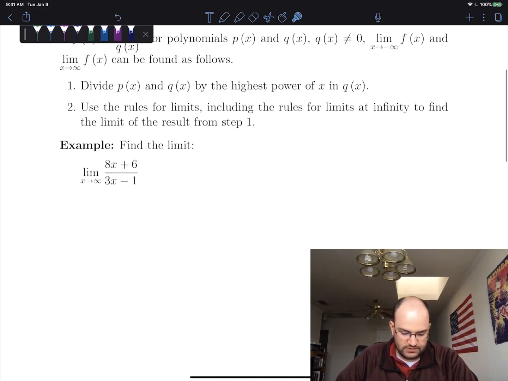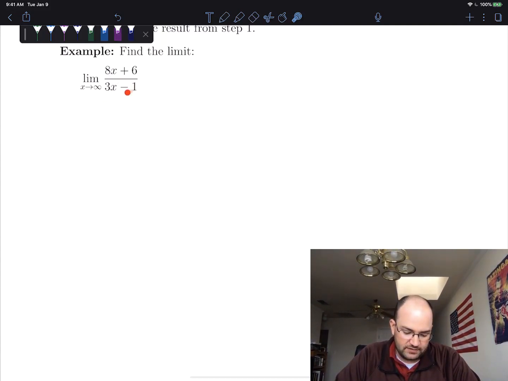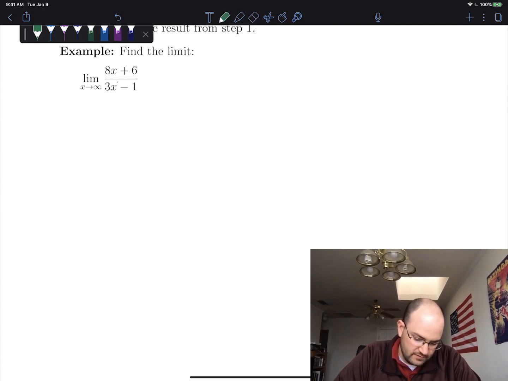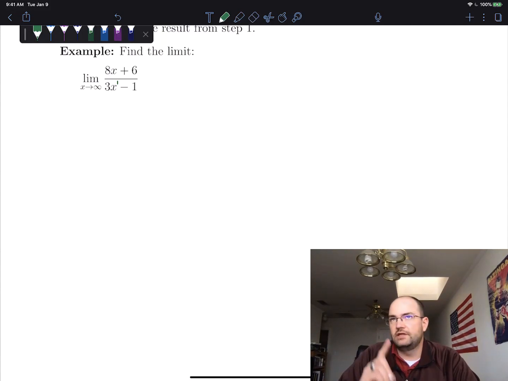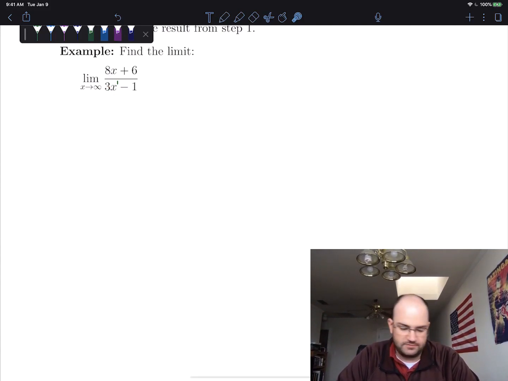Alrighty, so let's look at an example here. We want to find the limit as x goes to infinity of 8x plus 6 over 3x minus 1. To do this, we first need to look at the denominator. In the denominator, notice that we have x to the first power. Since we have x to the first power there, we need to divide every term that you see in here, here, and here, by x to the first power. Never include the coefficient, just the variable with the exponent.